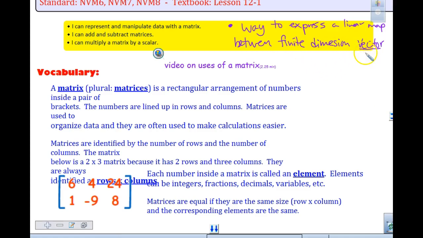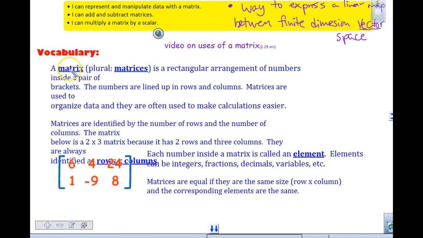So with finite dimension in vector space, okay? You actually will be working with vectors in the next year or so, right? They're really important in mathematics and in geometry. So matrices, okay? A matrix is a rectangular arrangement simply of numbers inside a bracket. The numbers are lined up in rows and in columns, and they are used to organize our data to make calculations easier. If you would continue reading, where it says matrices are identified.